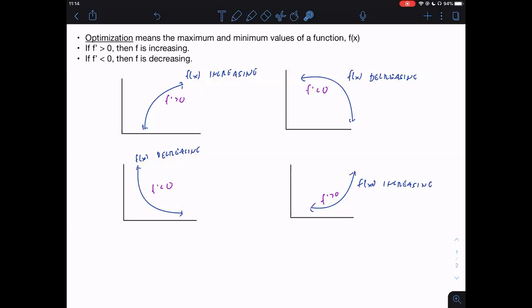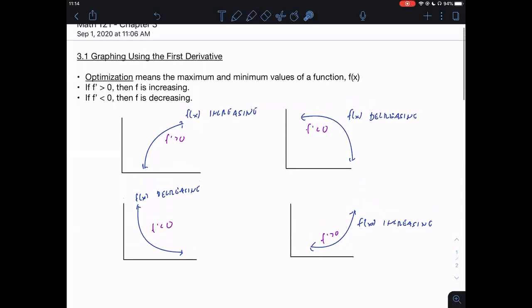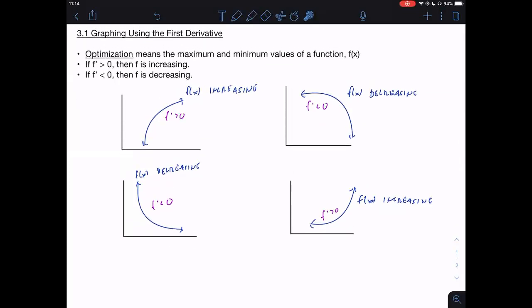Okay. And what we want to do here is we're going to be using this first derivative to help us identify these optimal points along a curve. Meaning we want to use the first derivative to find the maximum and minimum values of this original function. We want to use the first derivative to find the highest peak or the lowest peak of a curve.